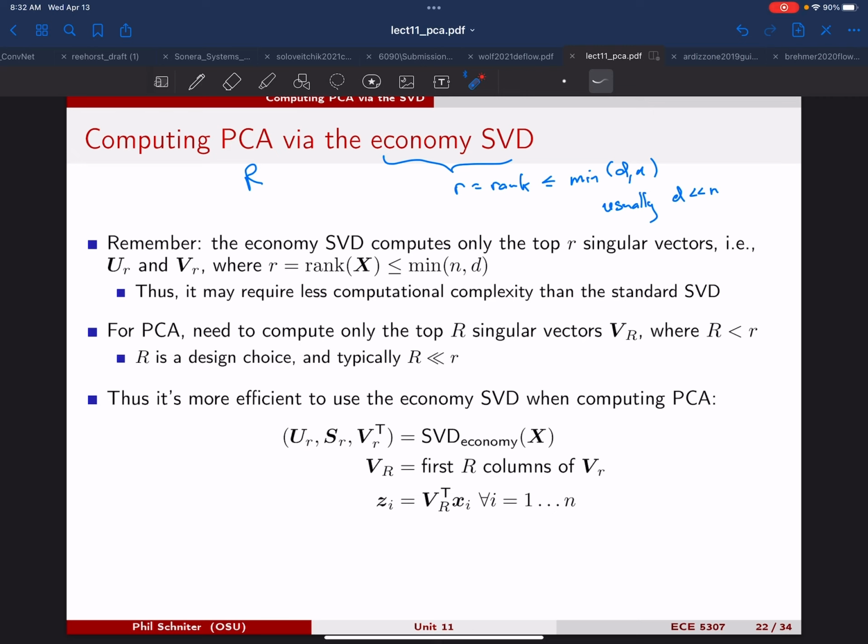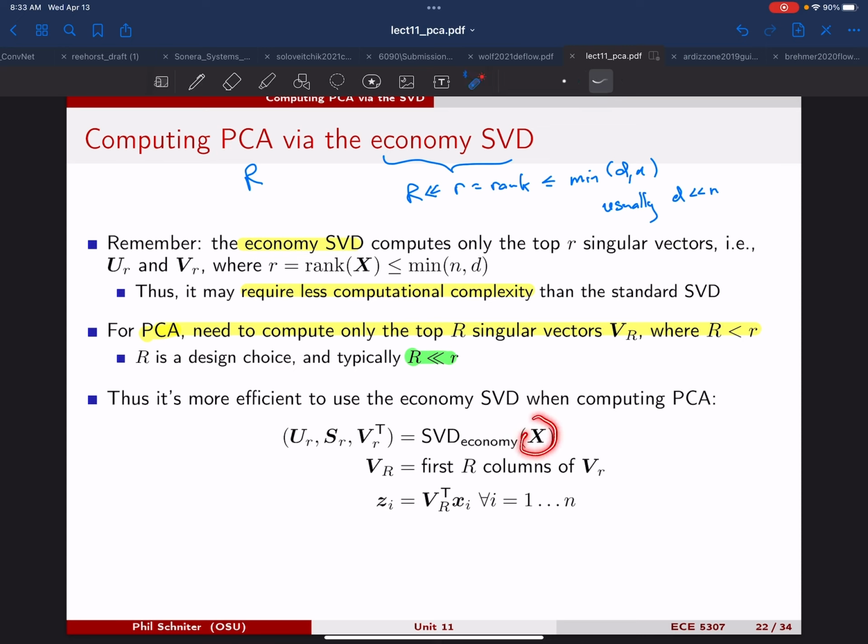Okay, so we're going to think now about the economy SVD. It requires less computational complexity than the standard SVD. And for PCA, we need to compute only the top R singular vectors, and R is even less than little r. So this is kind of the ranking of all the different dimensions here. In fact, typically R is going to be much less than little r. So at the end of the day, we should be using the economy SVD, not the full SVD, to compute PCA.